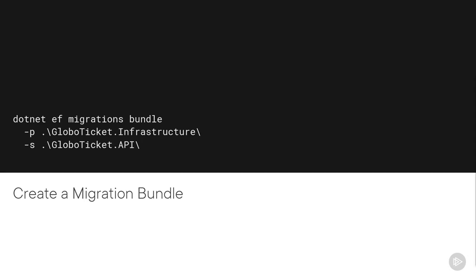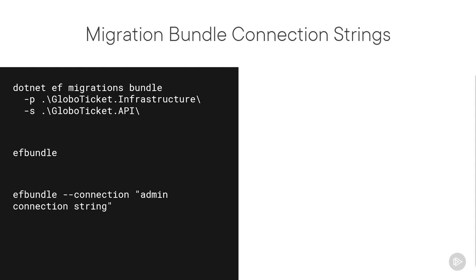It's similar to other dotnet ef commands in that it needs to know your migrations project and your startup project. Specify your migrations project using the -p argument and the startup project with -s. Just like other dotnet ef commands, this one uses the design time DB context factory to create a DB context. So in our case, that means that we need to define the global ticket admin connection string environment variable so that it can run.